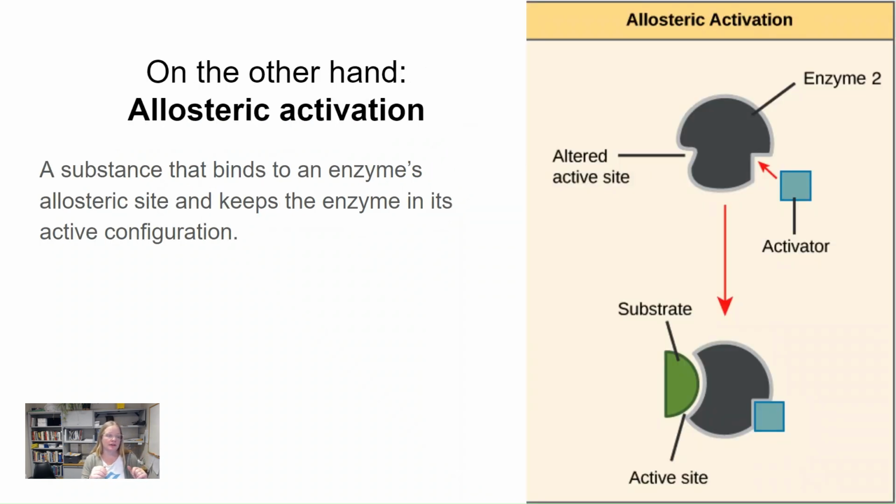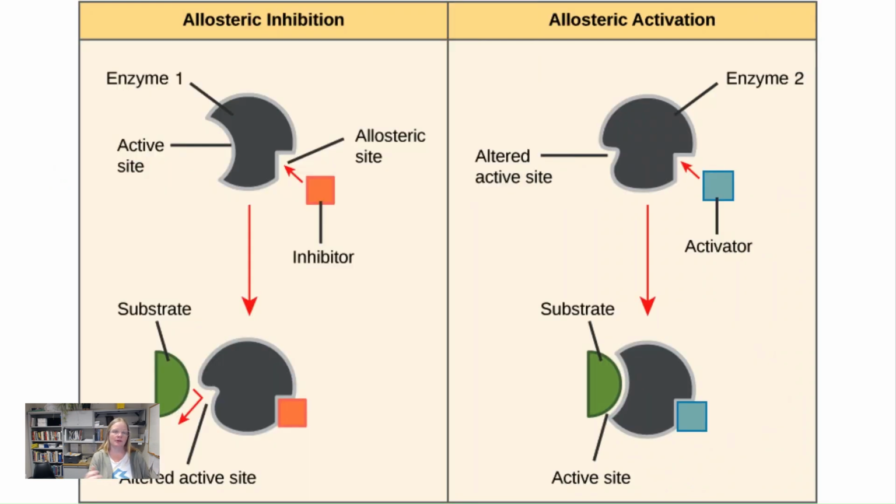On the other hand, we can see allosteric activation, where the activator is going to bind with the allosteric site, and that will change the shape of the enzyme such that the substrate will now be able to fit into the active site. So this allows us to turn enzymes on and off depending on the needs of the cell.